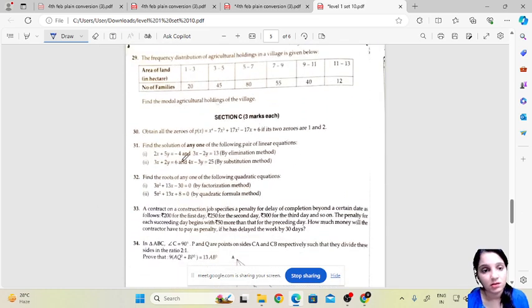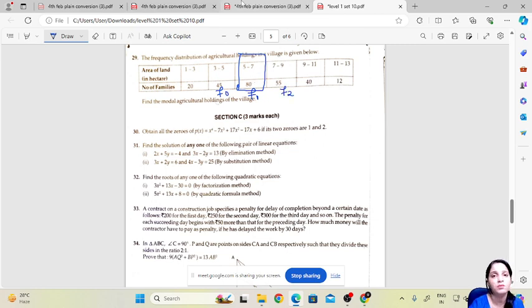Then find the modal agriculture holdings of the village. Okay, now we have to find the mode here. The class interval which has the highest frequency is your modal class. Here, which is the modal class, it has the highest frequency, right? So this is your modal class. Now this is your F1, this is your F0, this is your F2.